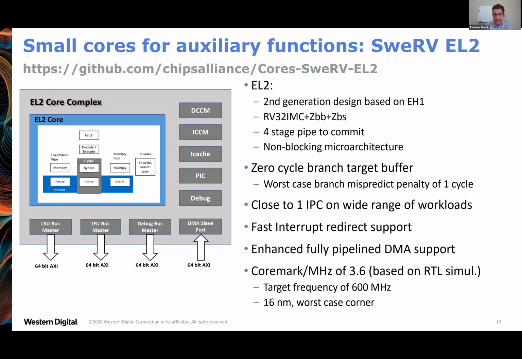And it has fully pipelined DMA support, so DMA accesses our pipeline. We get about 3.6 CoreMark per megahertz on this core and rising. Actually, more recent measurements are trending toward 4.2. The target frequency is 600 megahertz, and this is for a 16 nanometer TSMC worst case core.